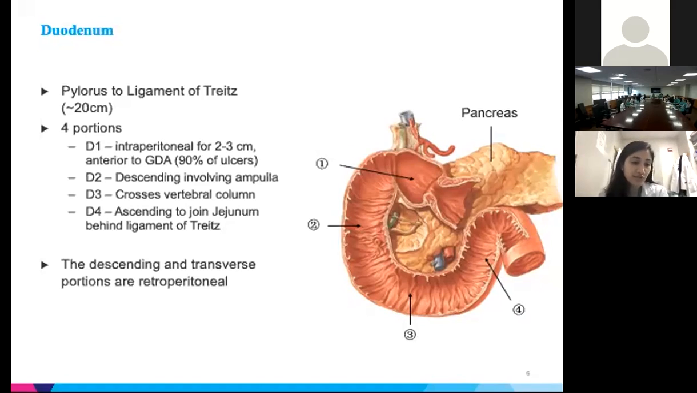The second portion of the duodenum, or the descending duodenum, includes the ampulla of Vater. The third portion, or the transverse duodenum, crosses across the vertebral column. And the fourth portion, the ascending duodenum, joins the jejunum behind the ligament of Treitz. The descending and the transverse portions are retroperitoneal.